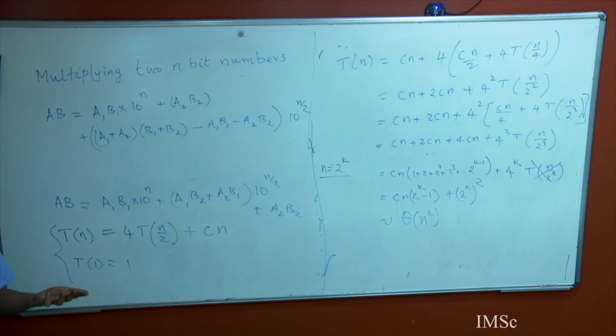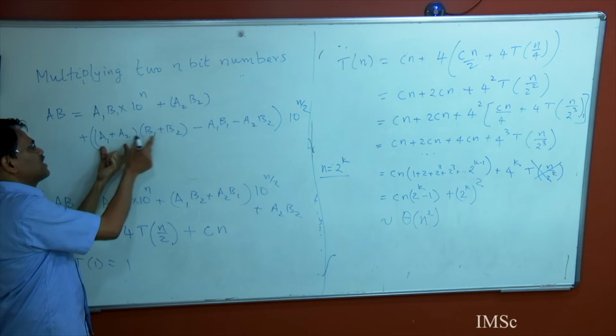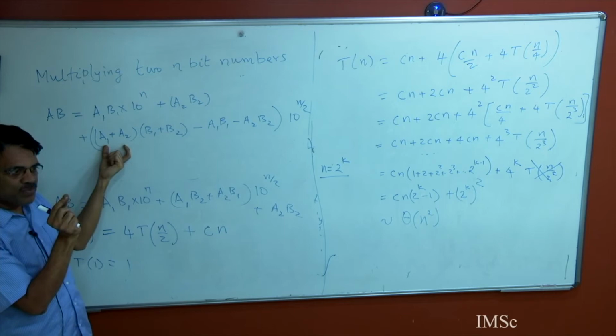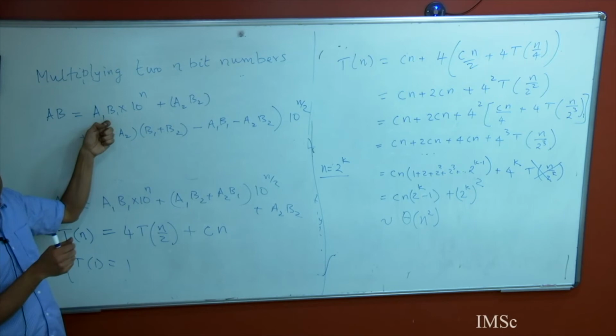Where is the saving happening? Now, look at it. How many multiplications did we do of numbers of size n by 2? Well, here is one multiplication. Here is another multiplication. Here is another multiplication, because A1 plus A2 would be like an n by 2 plus 1 digit number maybe. So, here is one multiplication. But what about this? We already had it. We have counted. It's not an additional multiplication. We are just only subtracting things.